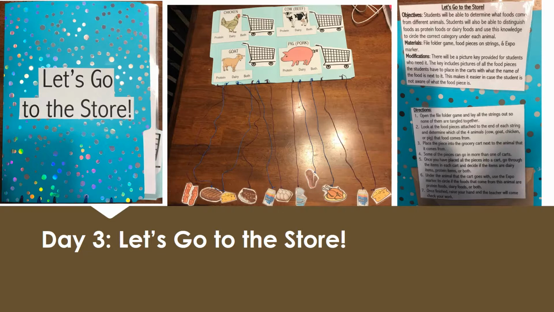And then once all of the foods are in a grocery cart and they've decided where they go, they'll look at the foods in each grocery cart and decide, are all of these foods dairy foods? Are all of these foods protein foods? Or do we have both protein and dairy foods located in this cart? And then once they've decided that, they'll circle the correct answer under each of the 4 animals. And then from there, they'll raise their hand and the teacher will come check their work for them.